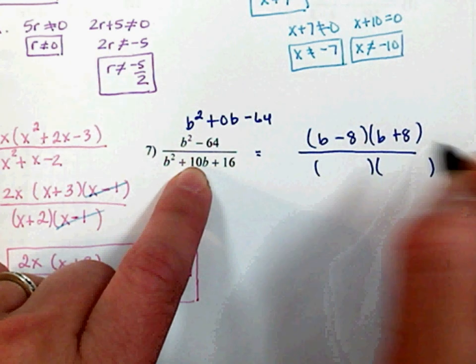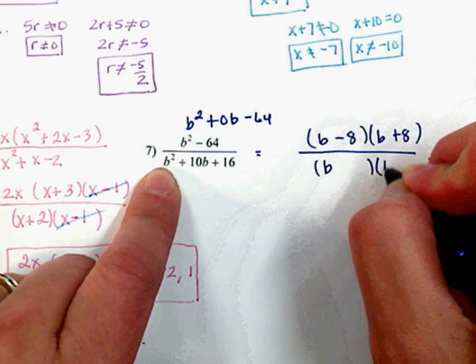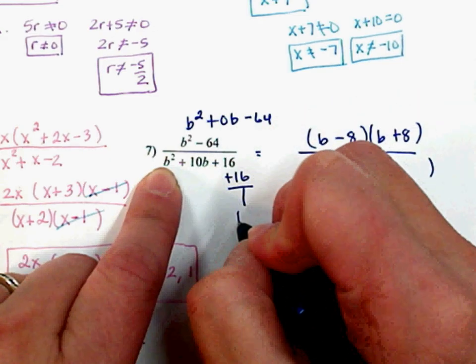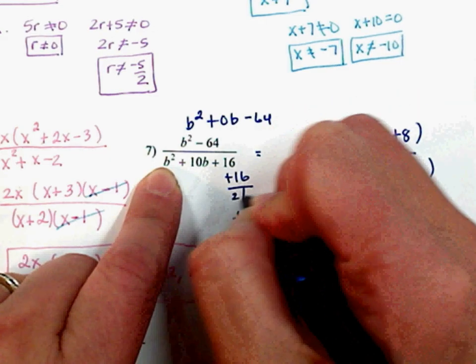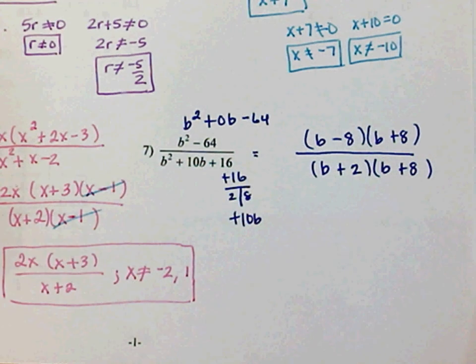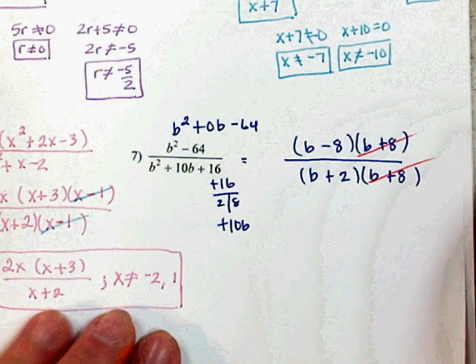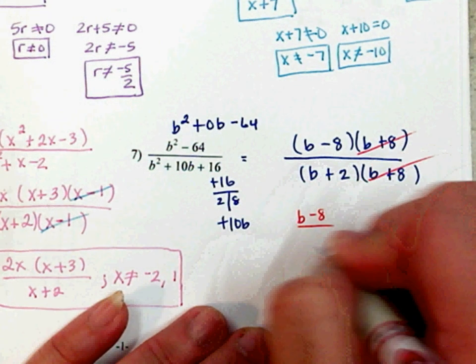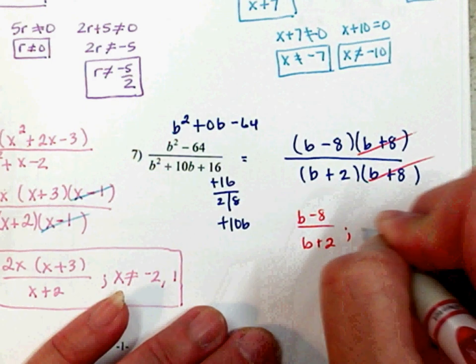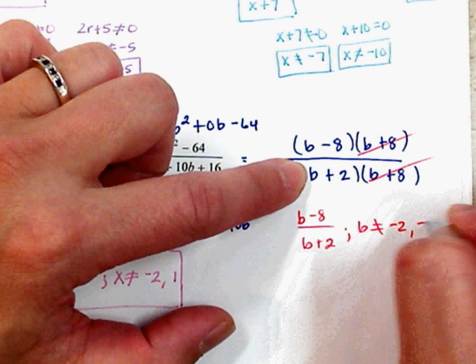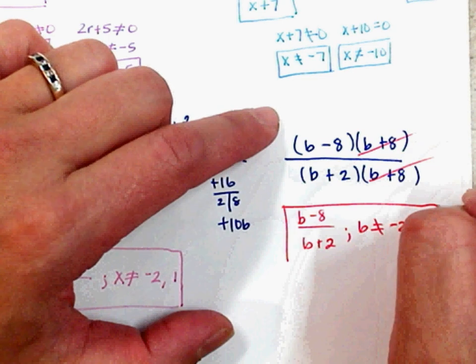Factors of b squared is b and b. Two numbers that multiply to give you 16, and it's going to add to give you 10. So that would be 2 and 8. So plus 2, plus 8. Let's cancel. There you go. All right, so my final answer is b minus 8 over b plus 2, and b cannot be the opposite of that: negative 2, negative 8. And there you have your page 1.